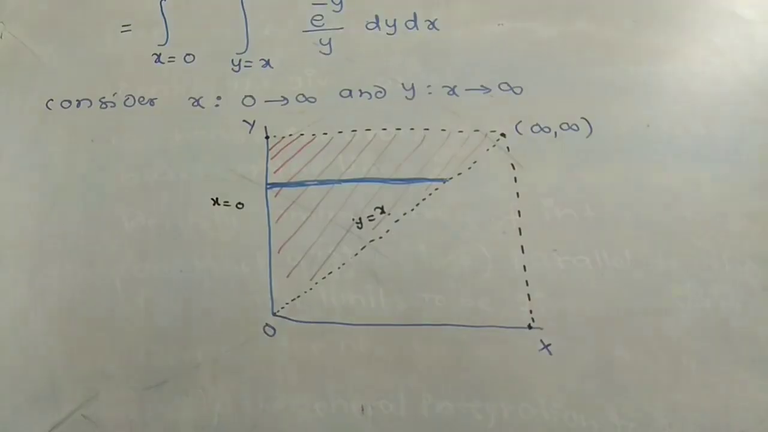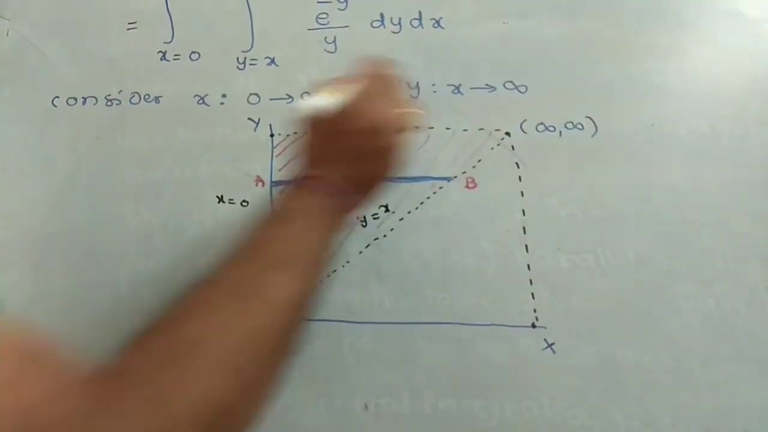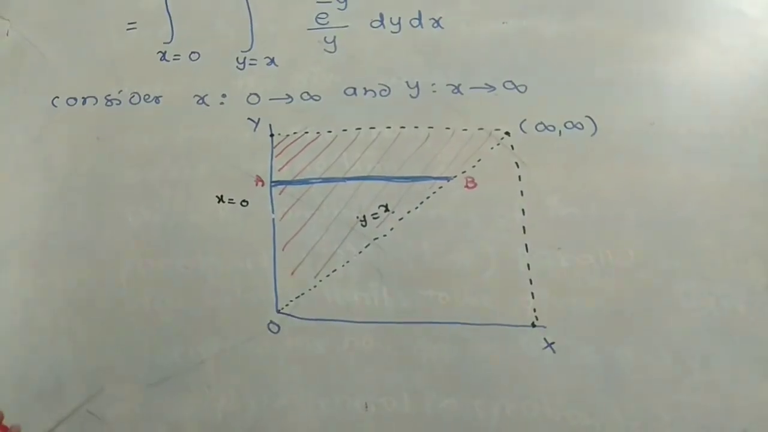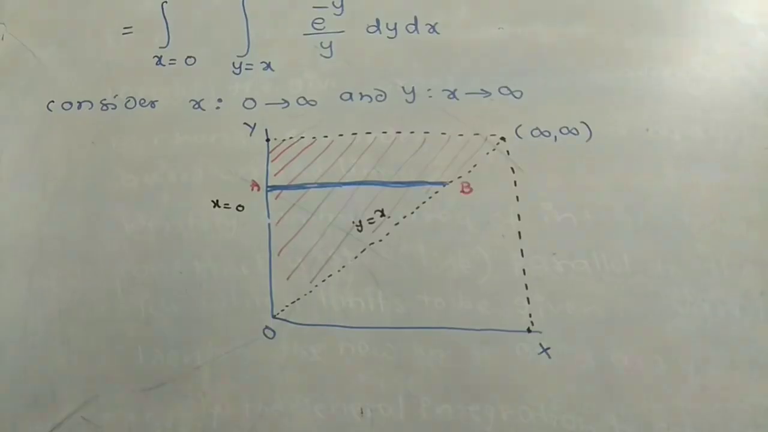So just I'm supposing that this strip is denoted by A and B. So it is a strip in the common area. Now corresponding to the strip, I just identify the limits.